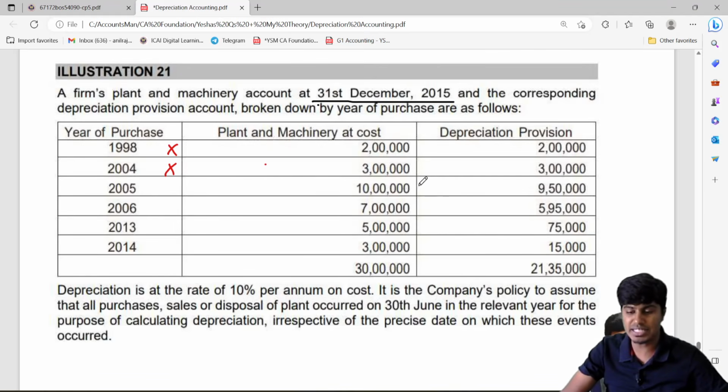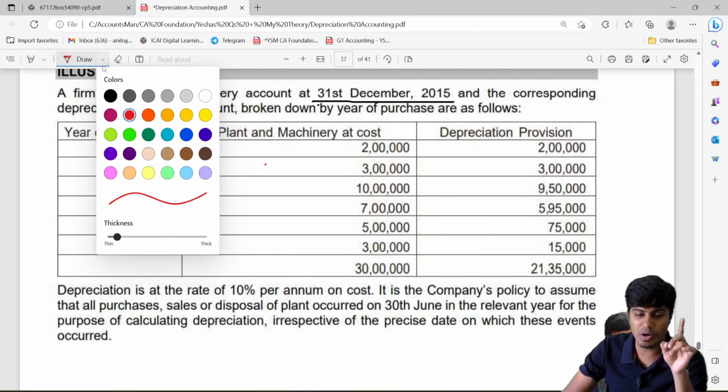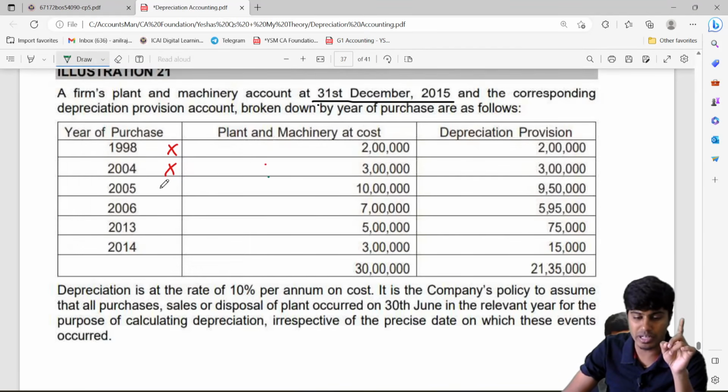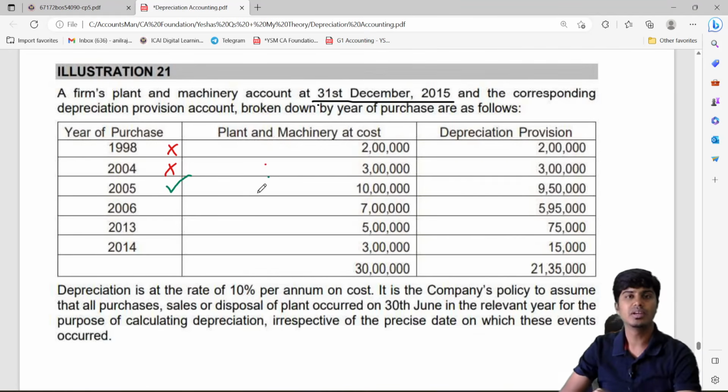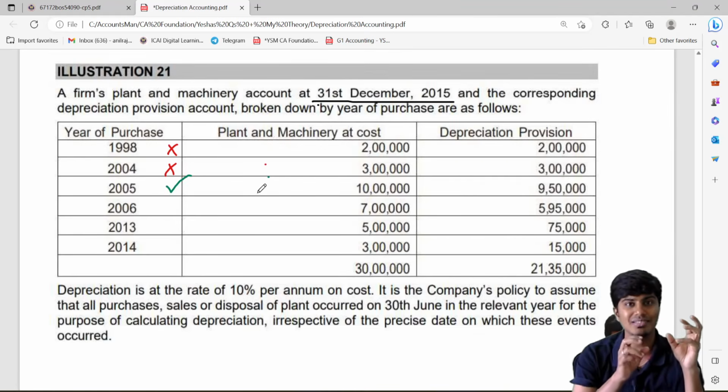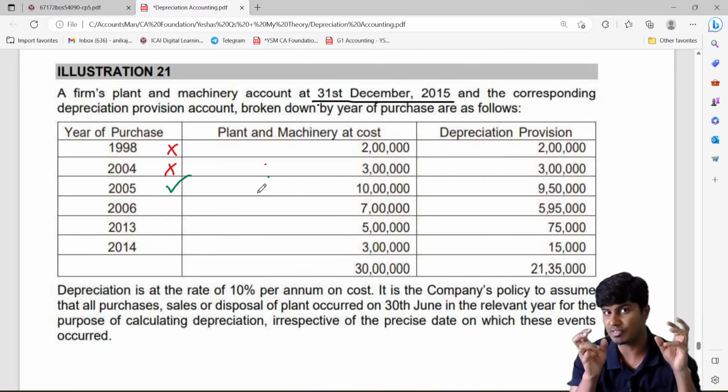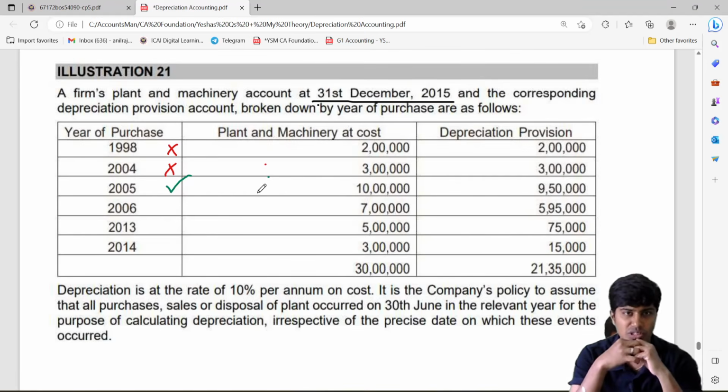Come to the asset which was purchased in 2005. Original cost of this asset is 10 lakh. However, the depreciation provision is 9 lakh 50. So on this asset, we can further provide depreciation. But that further provision of depreciation is subject to a limit. We cannot provide depreciation exceeding 50,000 because original cost is 10 lakh and accumulated depreciation is 9 lakh 50. So the depreciable amount is 50,000.